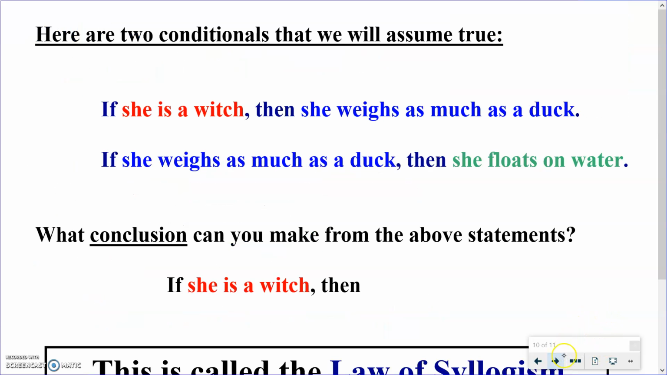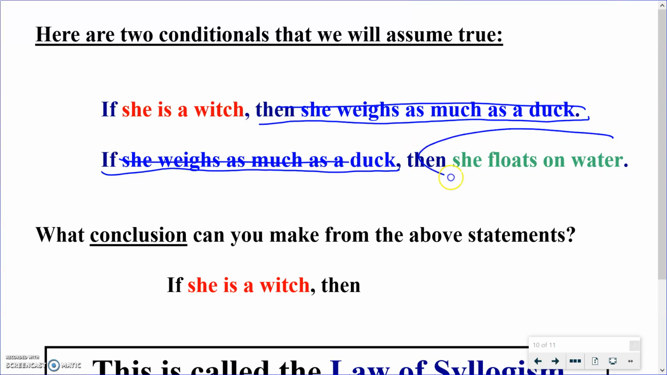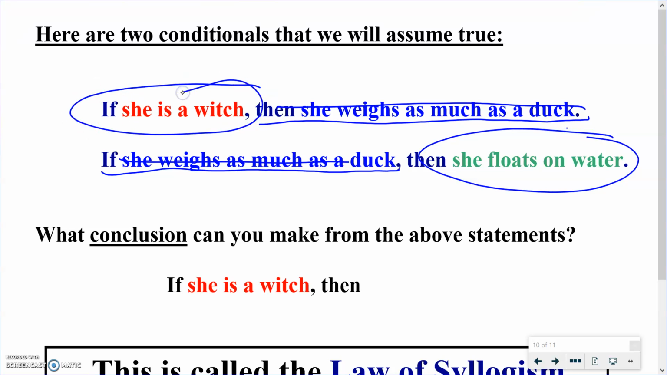Okay, one more little thing we're going to talk about is if we have two conditional statements, then we can use the law of syllogism. And basically what that is, it's like you cancel out what is the same. So if the conclusion of the first one, which in this case, if she is a witch, then she weighs as much as a duck, so this is the conclusion, and the hypothesis of the next one is the same, it's almost like those cancel out and you can create a new one using the first hypothesis and the second conclusion. So we can say if she is a witch, then she floats on water.